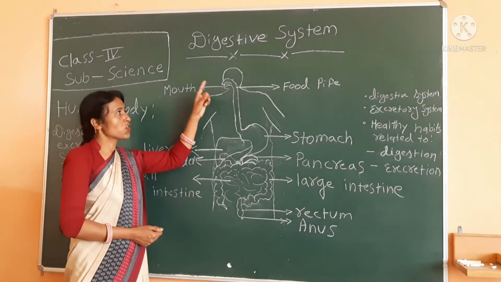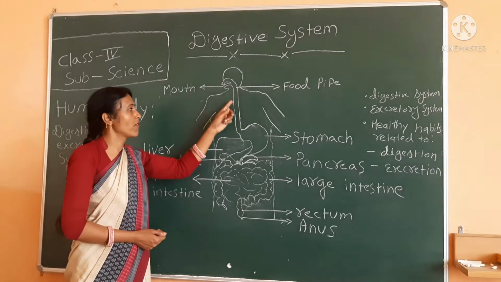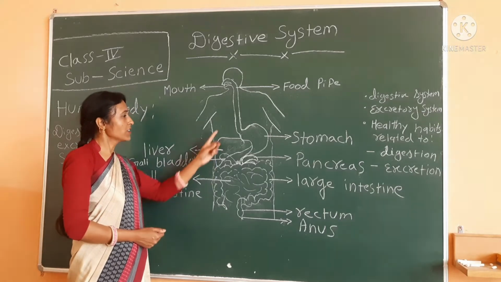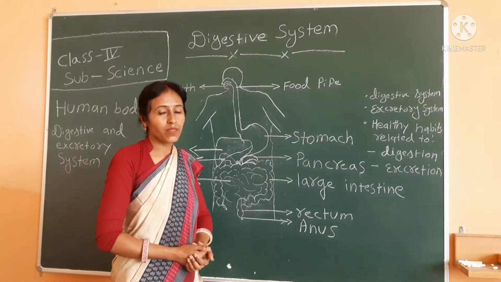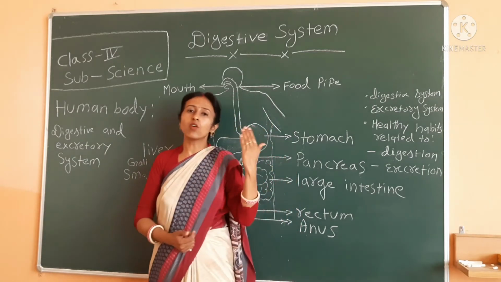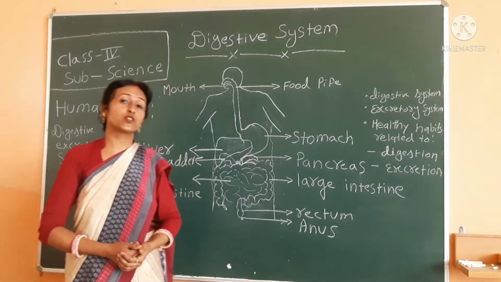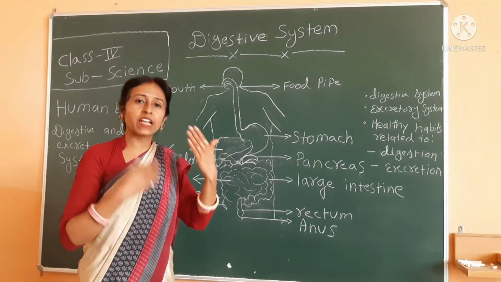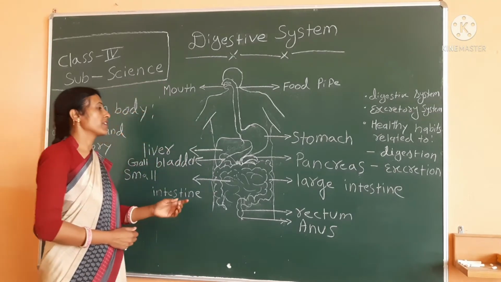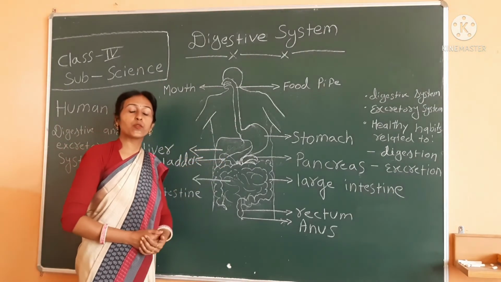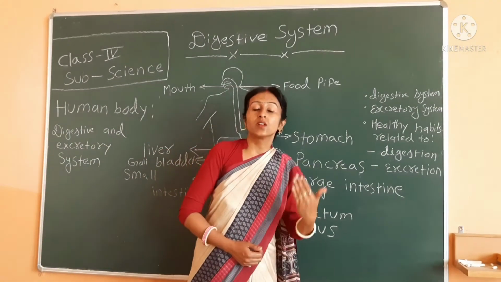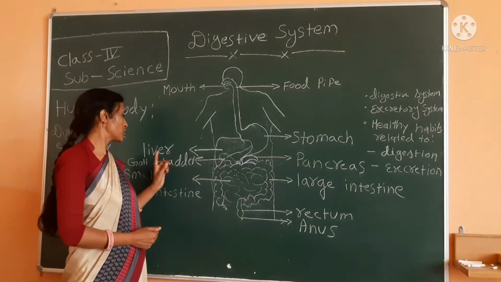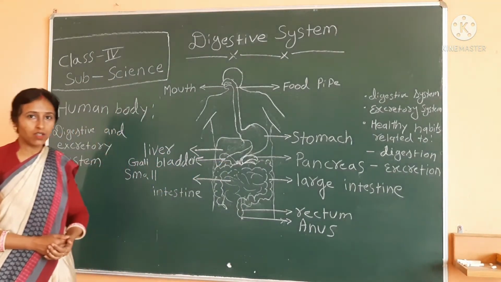After that, the same substance passes through our food pipe, which is also known as the esophagus, and is stored in our stomach. In our stomach, various digestive juices are produced, like HCl, which is helpful for the further breakdown of the food materials. And there is the liver. The liver produces a juice which is helpful for our digestion process, named bile juice, which is stored in this gallbladder.